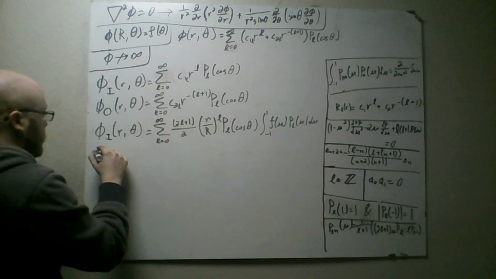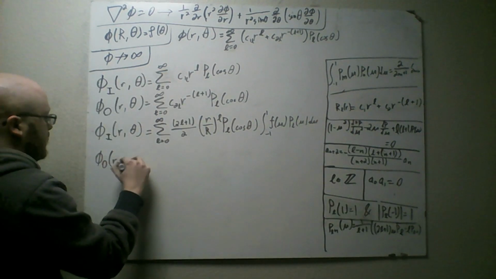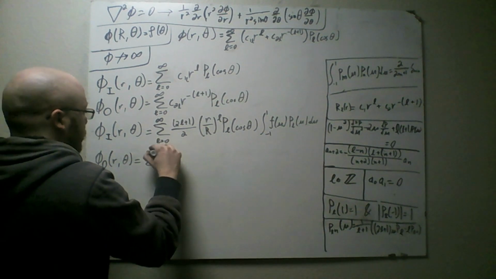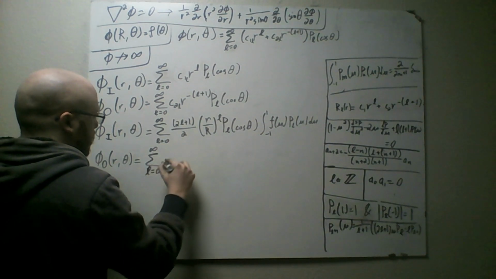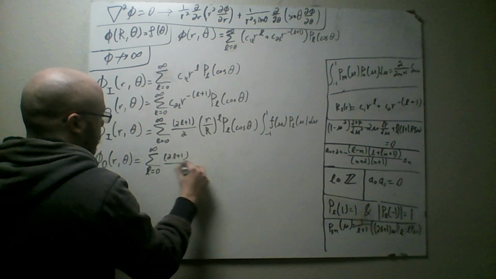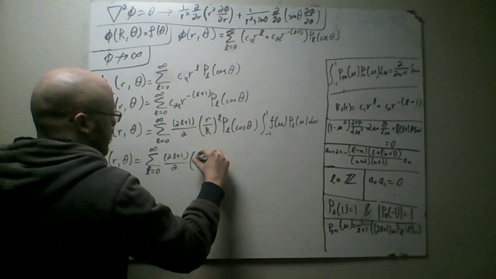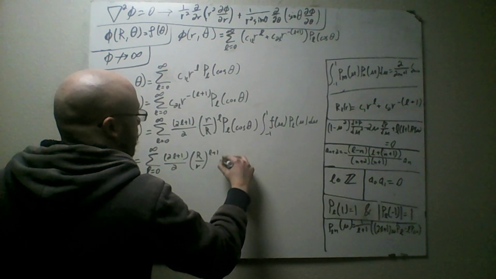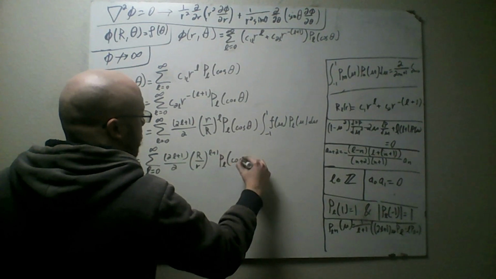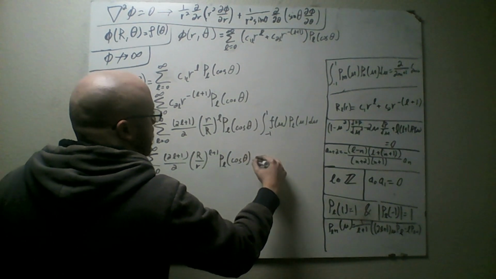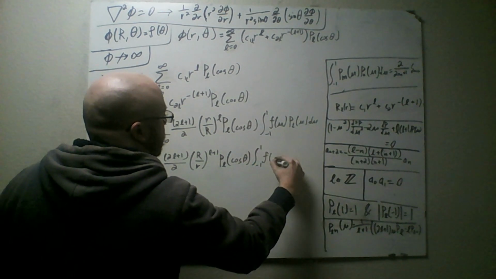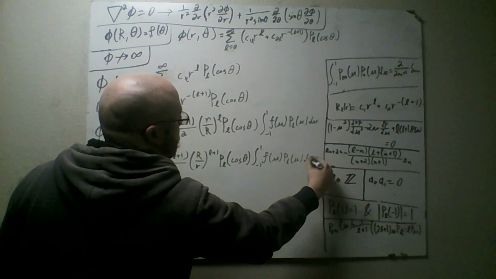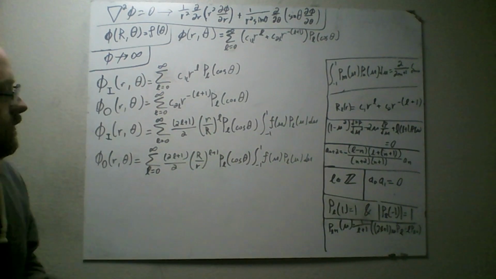So that's inside the sphere, and outside the sphere it's pretty similar, except this becomes flipped essentially. (2L plus 1) over 2 times big R over little r to the L plus 1, times P_L of cosine theta, integral from negative 1 to 1 of f P_L.